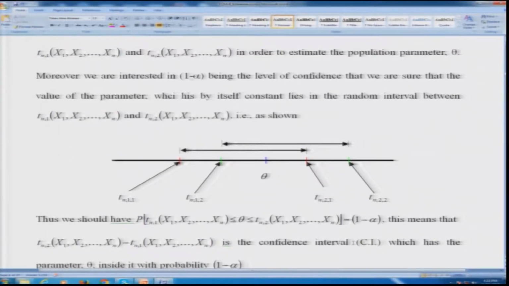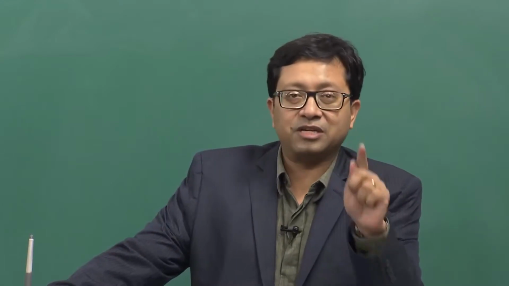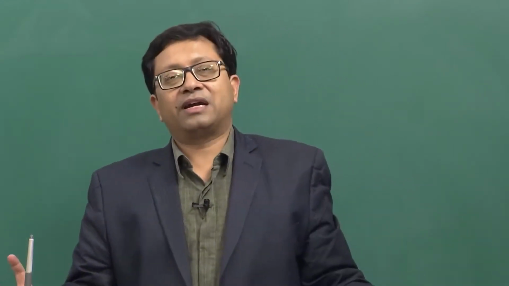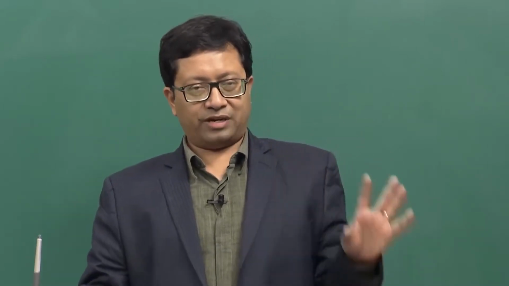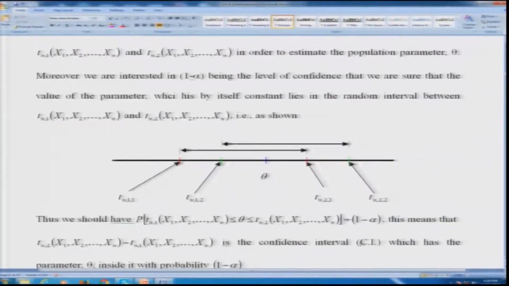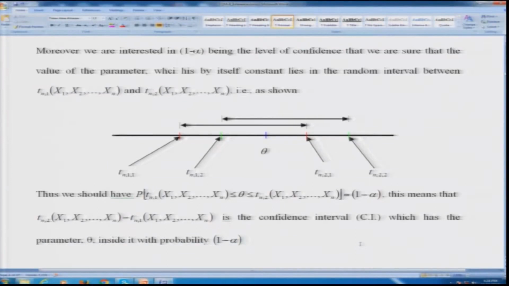So, from there we find out that given the level of confidence, the probability that the lower and the upper values would contain the value of theta is the level of confidence which we just mentioned as 1 minus alpha. Which means that if I say that I am at a 95% confidence level, the minimum and the maximum value which I find out from the sample set of observations, the statistic, would contain in that interval the value of theta, which is the population parameter. So, Tn1 and Tn2, the difference between them, that is the higher minus the lower value, would give me the confidence interval which has the parameter theta inside it with the probability of 1 minus alpha.